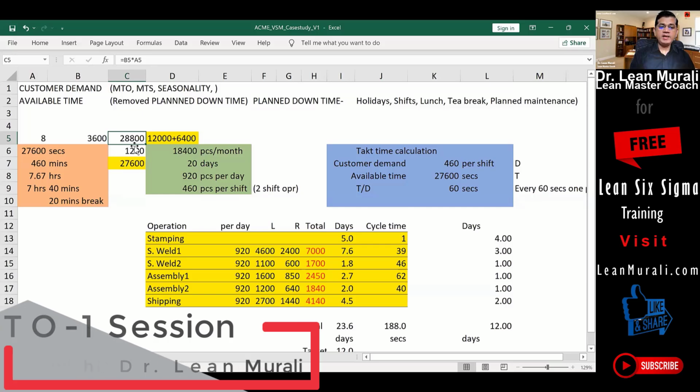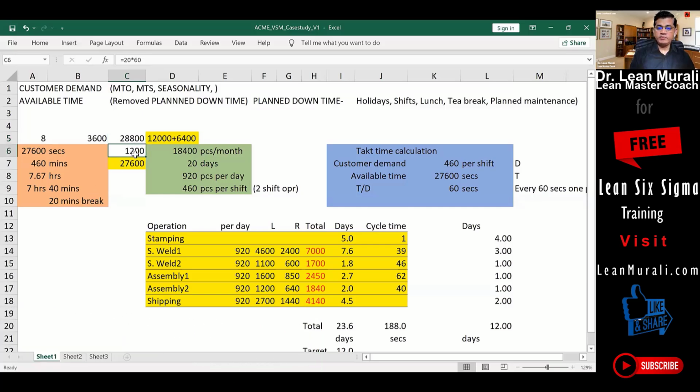And there were some 20-minute breaks, which is 1,200 seconds. So the available time was 27,600 seconds. This one is the customer demand and this is the available time. I've broken down the 27,600 just for your understanding, because in the example a 20-minute break and an 8-hour shift are given, and I've just calculated the rest for you here.